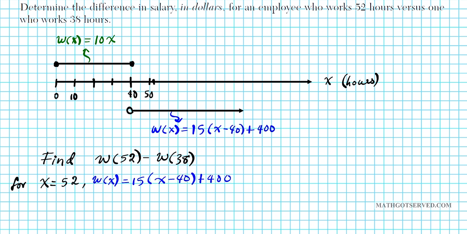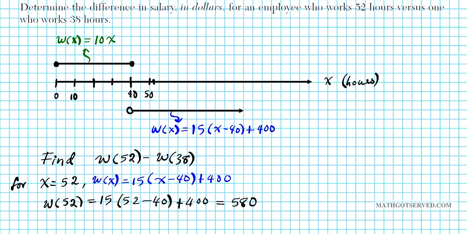All right, so let's go ahead and evaluate it. What is W of 52? We simply plug in 52 into the second function. So it's going to be 15 times 52 minus 40 plus 400. You can calculate that with your calculator. It will give you 580. So that's how much you earn if you work 52 hours.